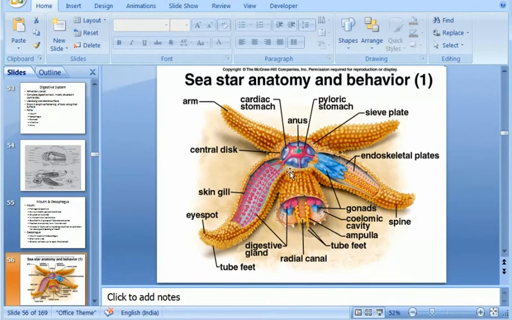The esophagus is not visible and the mouth is not visible on this because we are looking at this animal from above. So this part is showing pyloric in the pink and cardiac in this bluish color. Then we have this intestine part shown in green, and then the opening to the exterior.